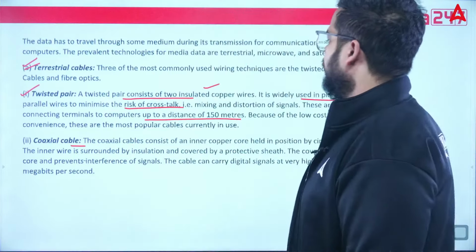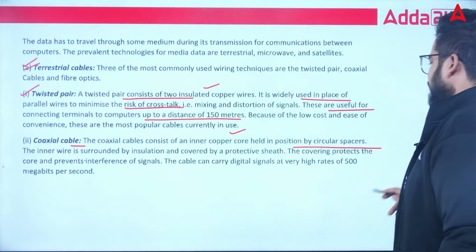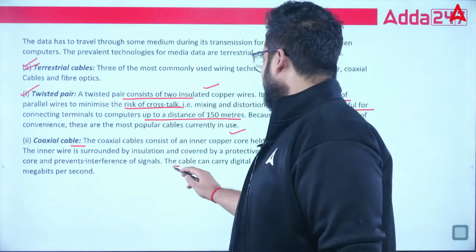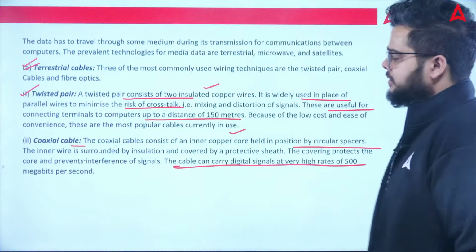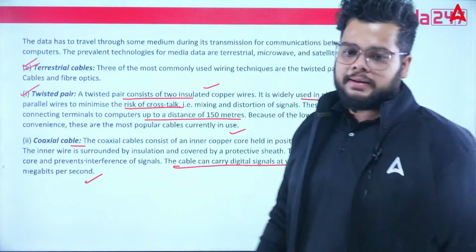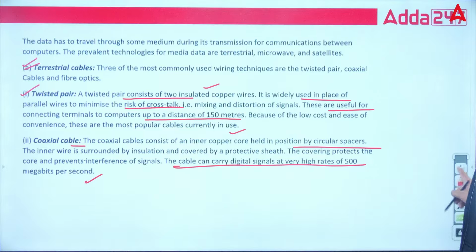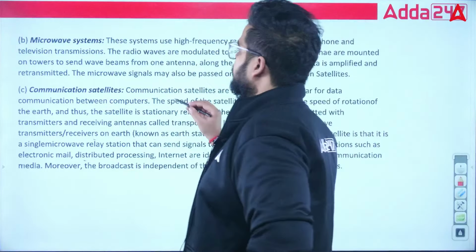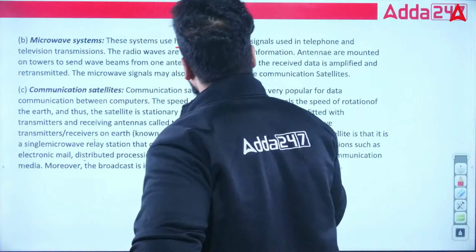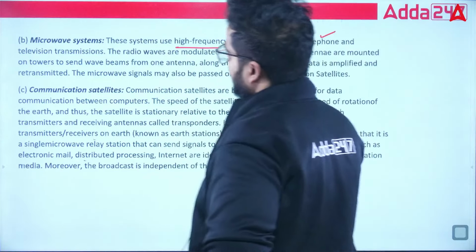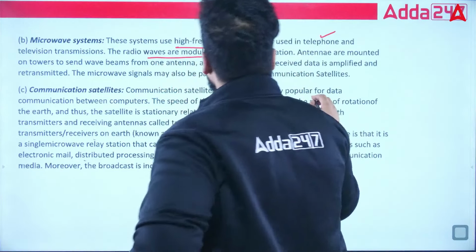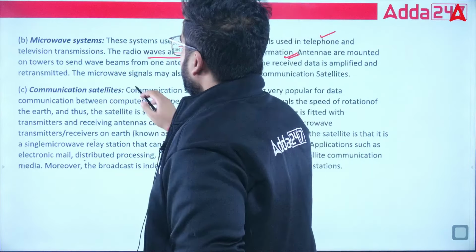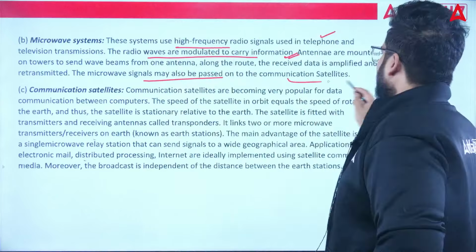Coaxial cable consists of an inner copper core held in position by circular spaces, and the most important point here is the cable can carry digital signals at very high rates, that is 500 megabytes per second. That is also important. After that, when we talk about the microwave systems, these systems use high frequency radio signals used in telephone and television transmission. Radio waves are modulated to carry the information. The microwave signals may also be passed on to the communication satellites as well.